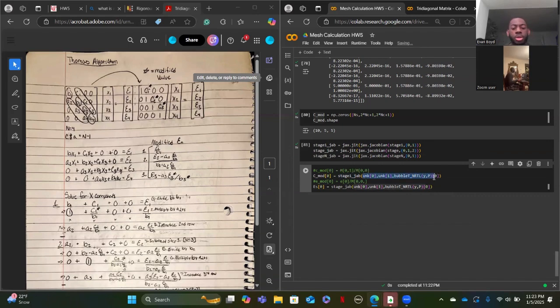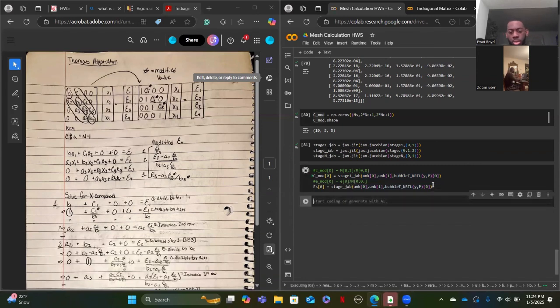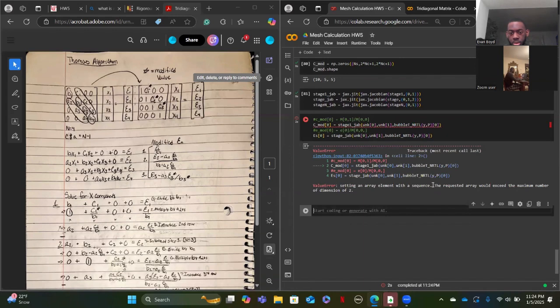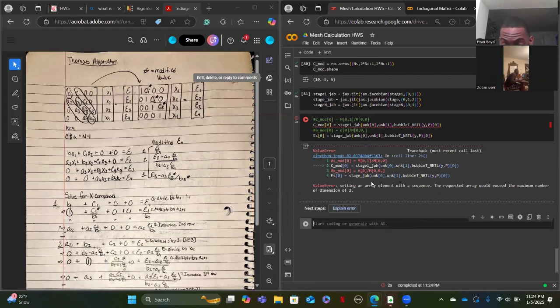So our equations will now be evaluated in the Jacobian region, so it will give us a new answer. So if we hit shift enter, it should work. Not setting an array. Oh Lord, what do we do now? What's the problem? It should be fine.